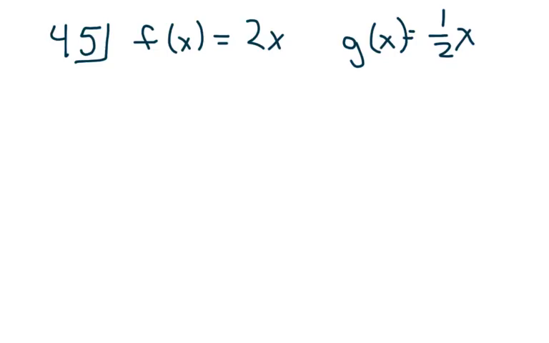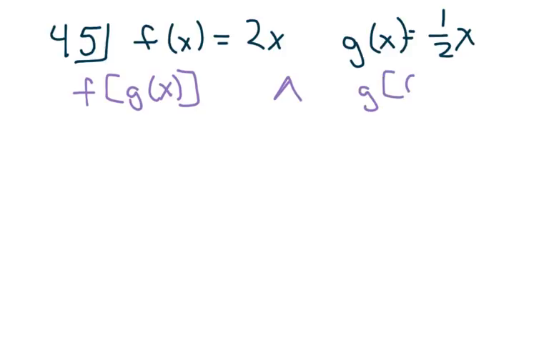Okay. So the first one I gave you for 45 is f of x equals 2x and g of x equals 1/2 x. So for this to work, you have to show both ways. You have to show f composed with g of x, and that's Boolean algebra for and, g of f of x has to equal x. Both of these have to equal x. So I have to do both ways.